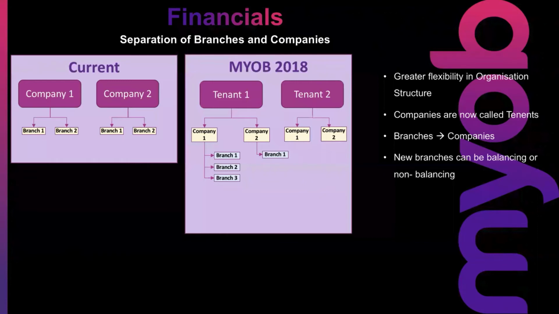And each of those companies can be what they call balancing branches, so that you can do inter-branch accounting there if need be, or they can be non-balancing branches. They can be just basically operational branches. It introduces another level in your financial reporting as well. So you've got reporting at the company level and reporting at the branch level within the company. So you can do operational branch reporting within a company now.